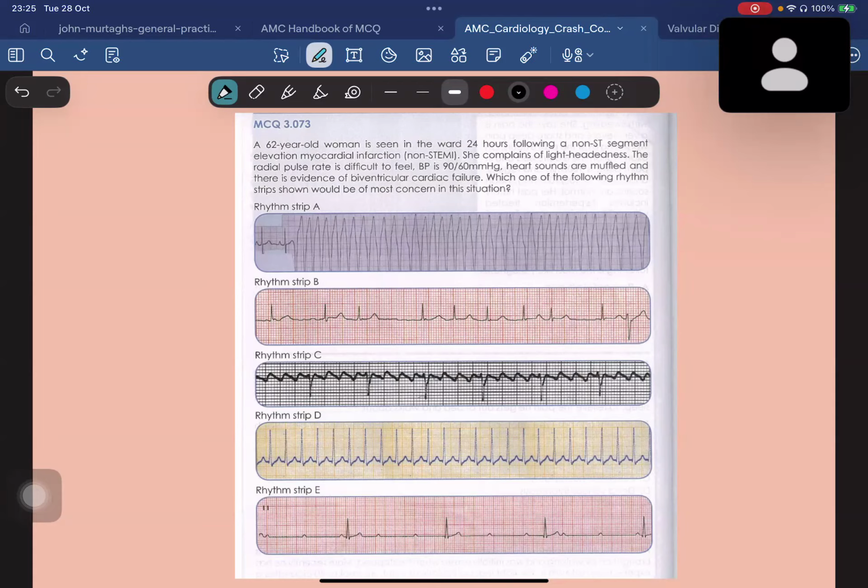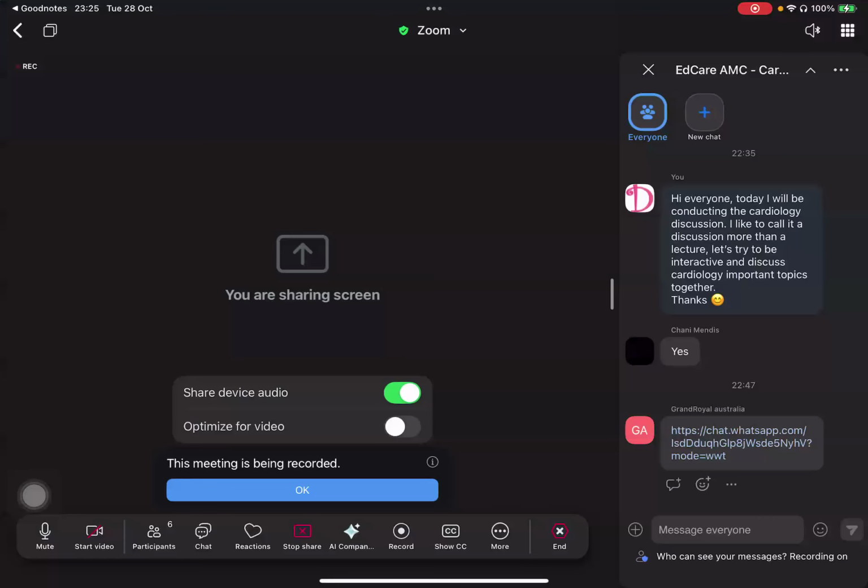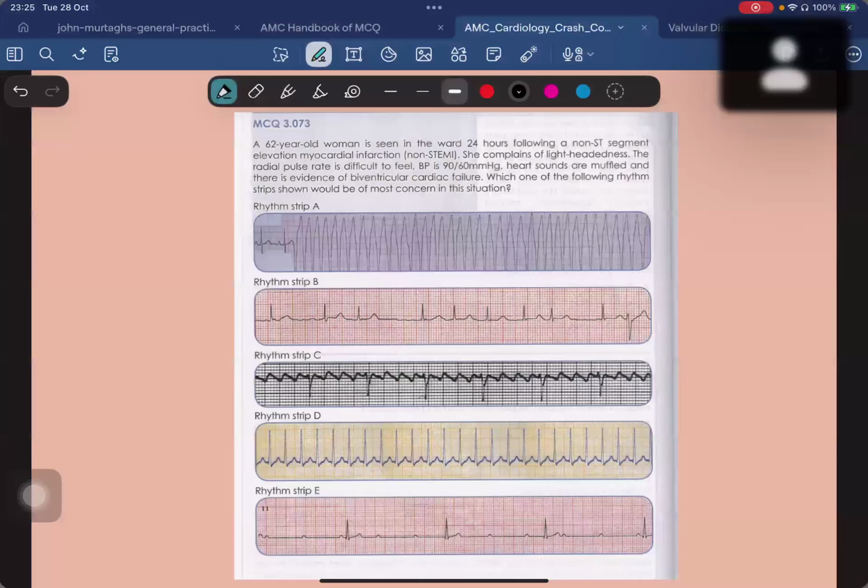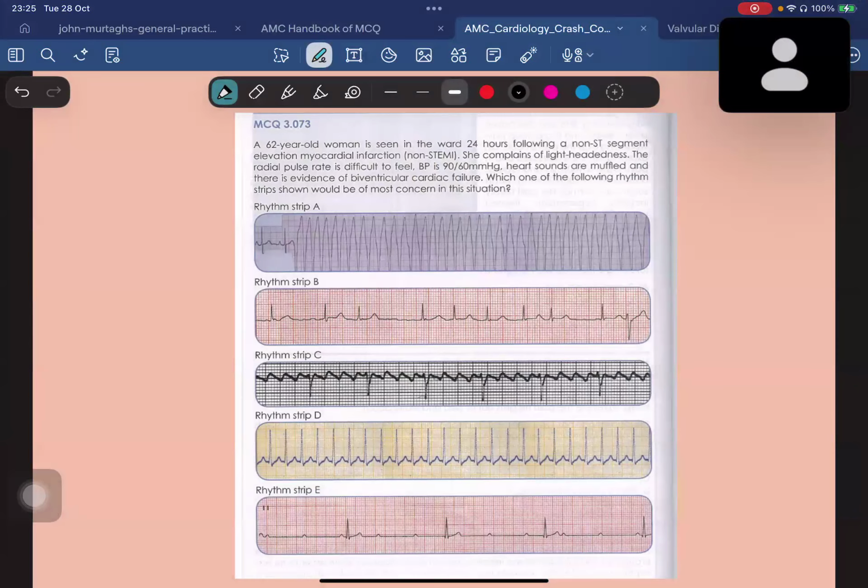So for me, I'm just trying to take from the question itself. If you all have an answer, try to put it on the chat. Now they are asking what would be of most concern in this situation. They're not directly asking for a diagnosis. They're asking what would be the most concerning in the situation.